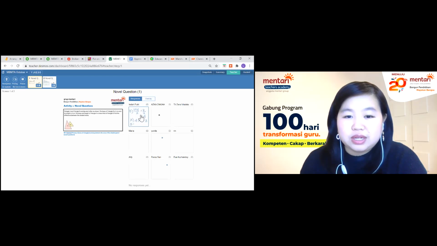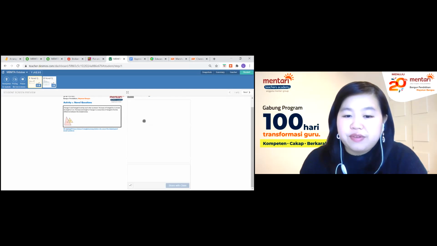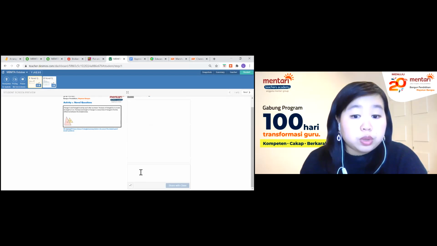Looks like Indah Putri is working on it and almost done. By the way, I provided two workspaces here. The first one is for the sketch, and the other one you can type in words, or you can even type in some numbers there.